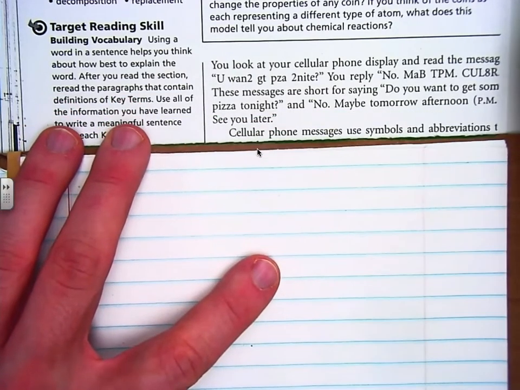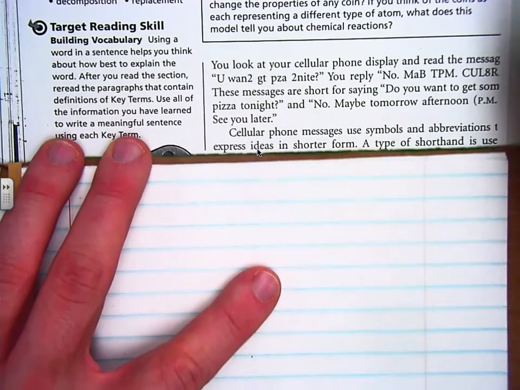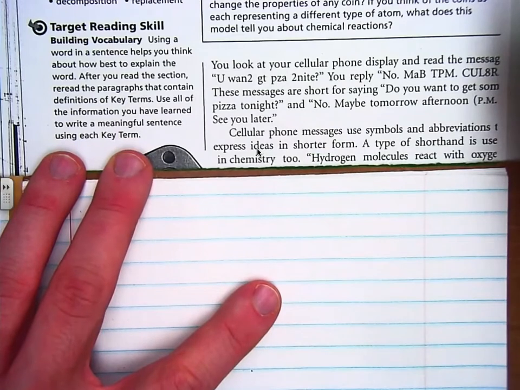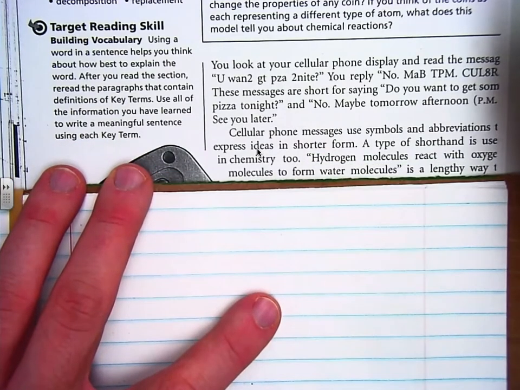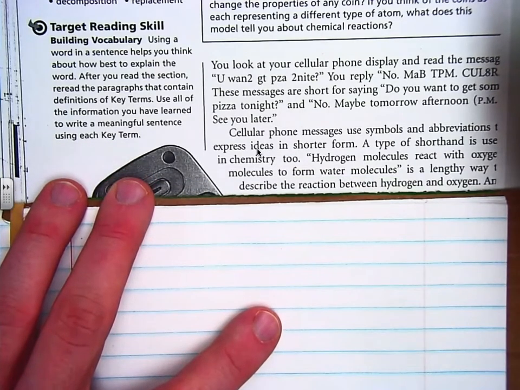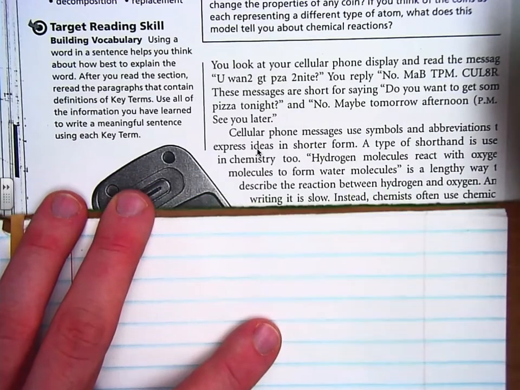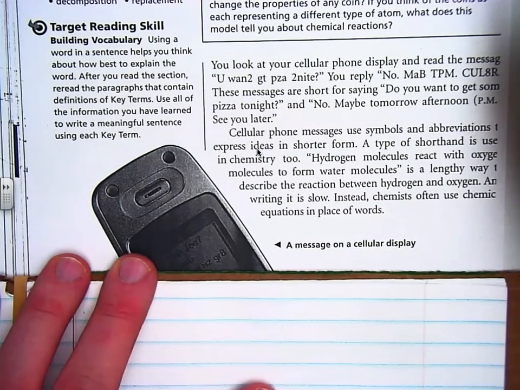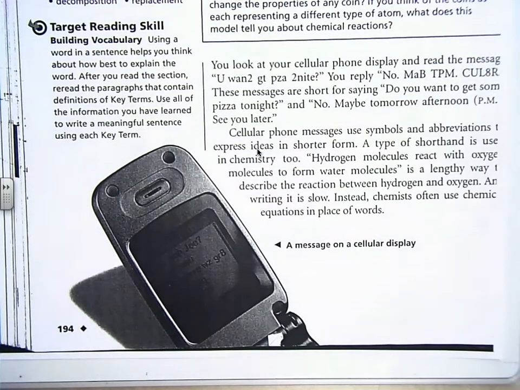See you later. Cellular phone messages use symbols and abbreviations to express ideas in shorter form. A type of shorthand is used in chemistry too. Hydrogen molecules react with oxygen molecules to form water molecules. It is a lengthy way to describe the reaction between hydrogen and oxygen, and writing it is slow. Instead, chemists often use chemical equations in place of words. Okay, so just like you might write shorthand for your cell phones, scientists use chemical equations instead of words.